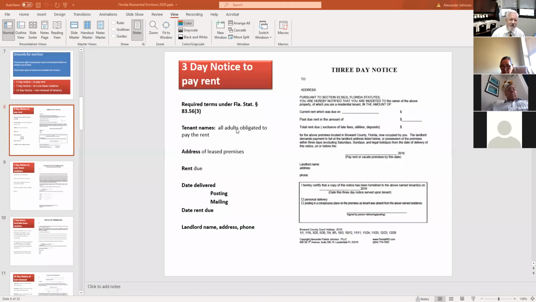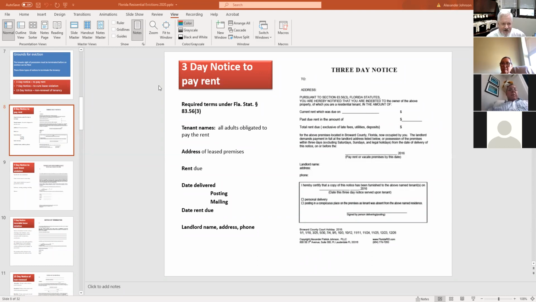Okay, now I'm gonna share my screen. Okay, hopefully you are looking at a slide that says 3-day notice to pay rent. Are you? Anyone? Are you seeing my screen? Yes, great, yes, we see.